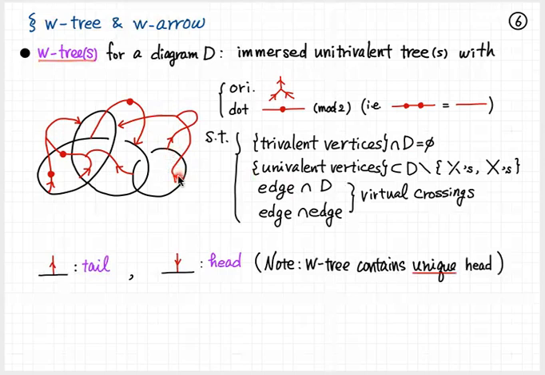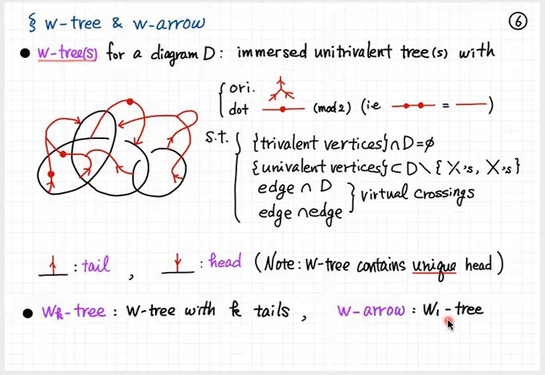This tree has two tails and one head, and one head, tail, and one head. Each double tree contains unique heads. And W_k tree means double tree with k tails. So this is double three, this is double two, and this is double one. In particular, the double one tree is called a double arrow. So this is the definition of double arrow and double tree, and also W_k tree.